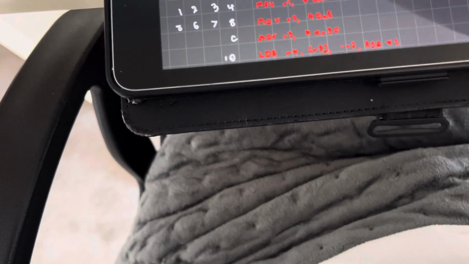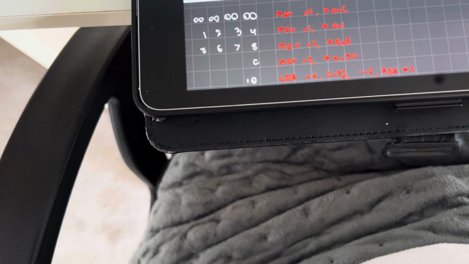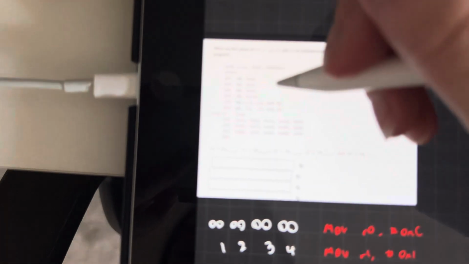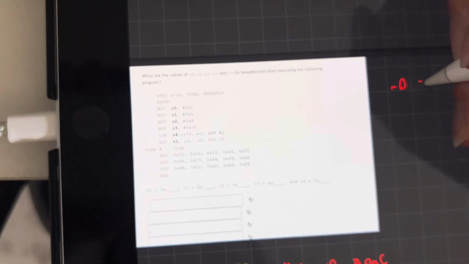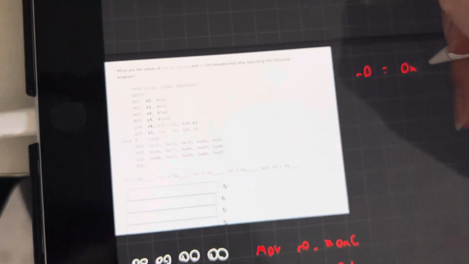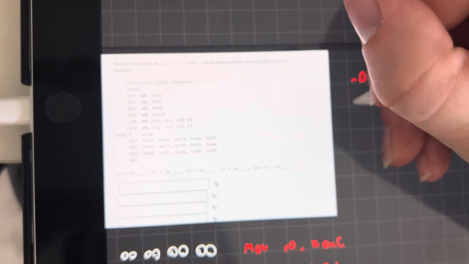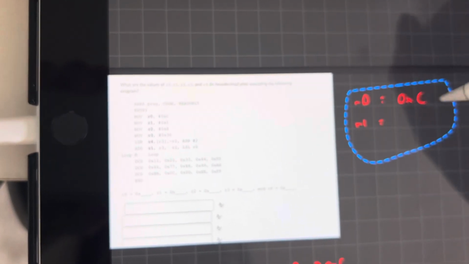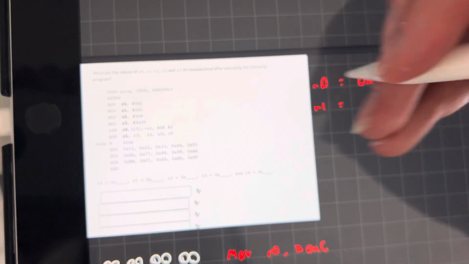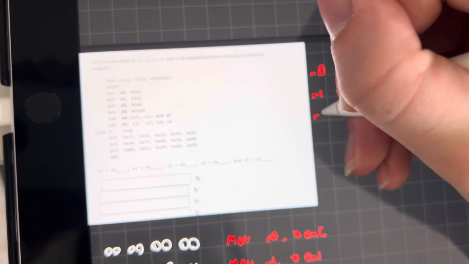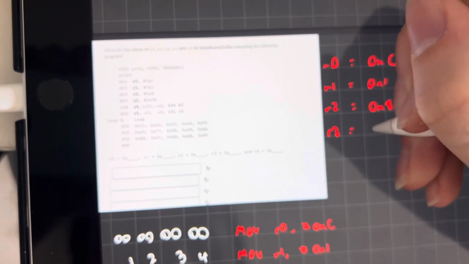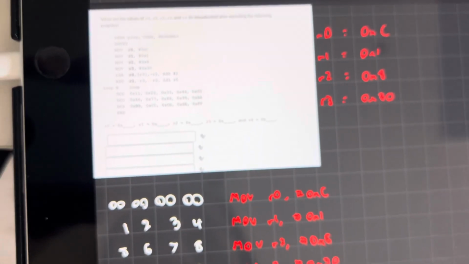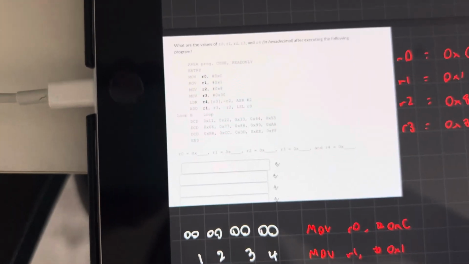Now let's go through and figure out what the values of all the registers are. R0 is just equal to 0xC. And then we have R1 is equal to 0x1. R2 is equal to 0x8, R3 is equal to 0x30, and then this is where we get something funny going on.